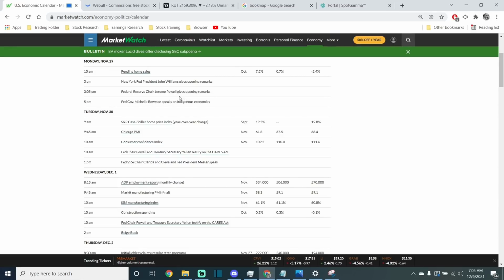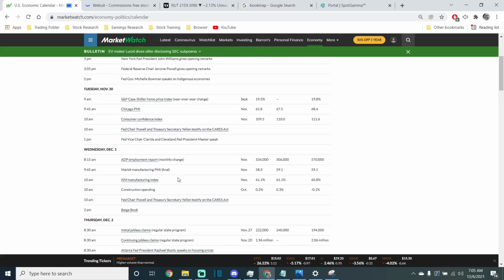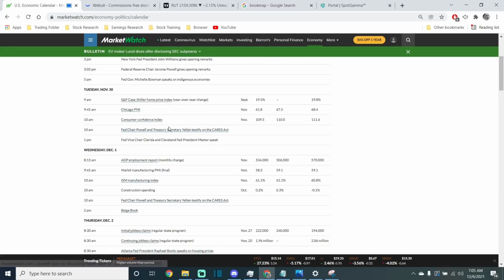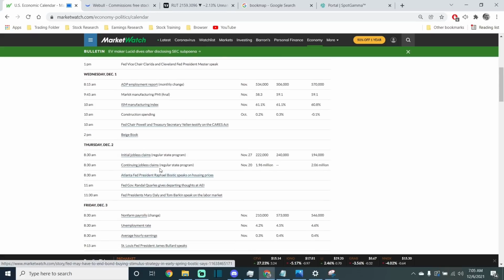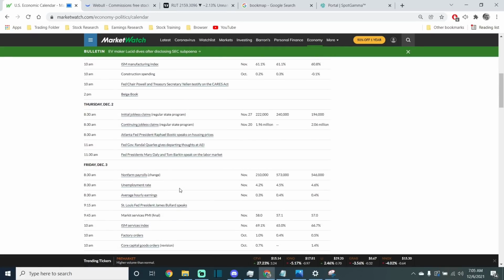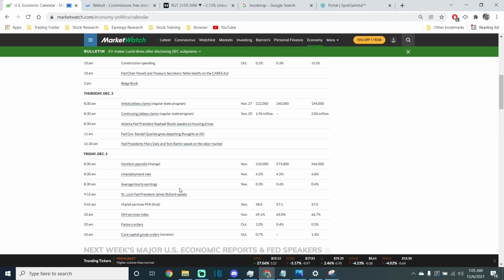So this week, we don't have a lot on the economic calendar. We've got Powell and Yellen on Tuesday. We've got the ADP monthly report, but this is the monthly change. This is when they doctor stuff up. We got claims on Thursday, continuing claims on Thursday at 8:30. But those numbers shouldn't be anything ugly.